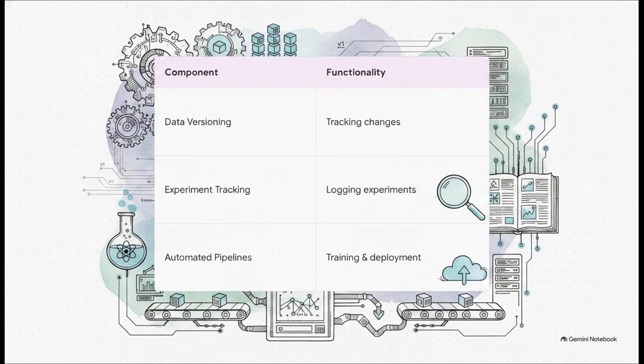Now, as a leader, you don't need to get lost in the vendor-specific weeds here. You just need to make sure your technical teams have three basic capabilities running perfectly. You need data versioning to track changes in your datasets. You need experiment tracking to log all your ML runs, and you need automated pipelines for both training and deployment. Those are your core gears.